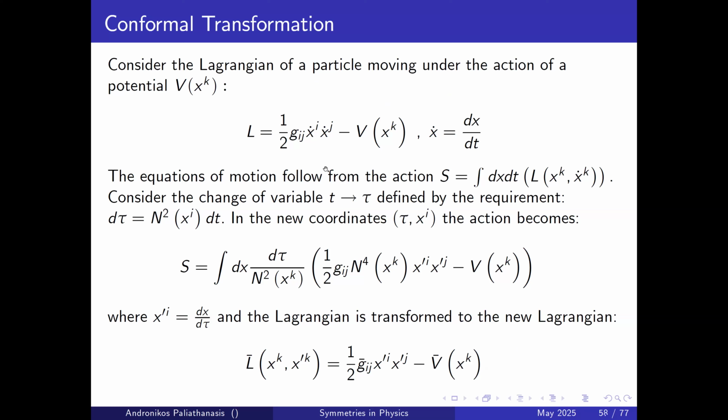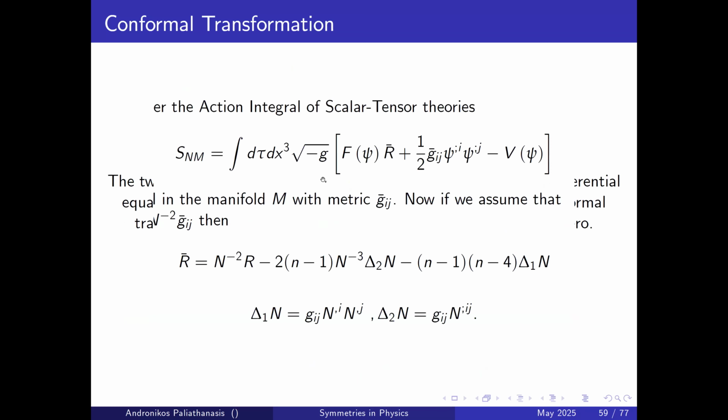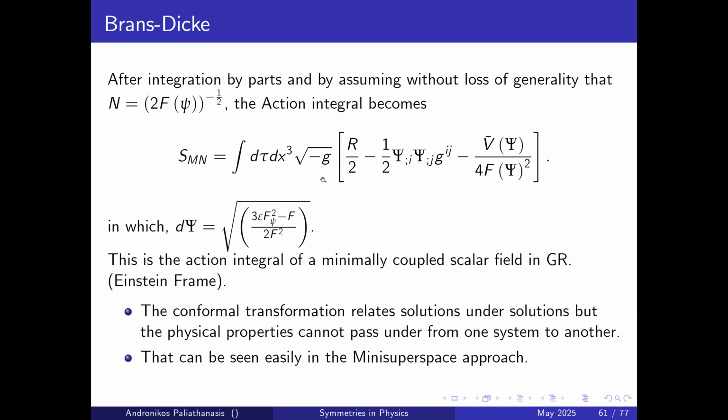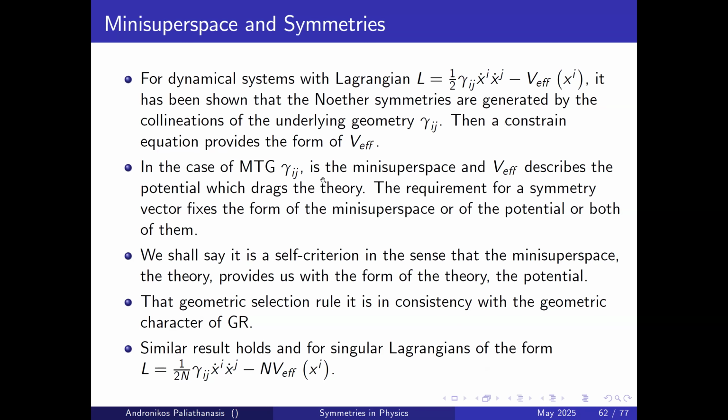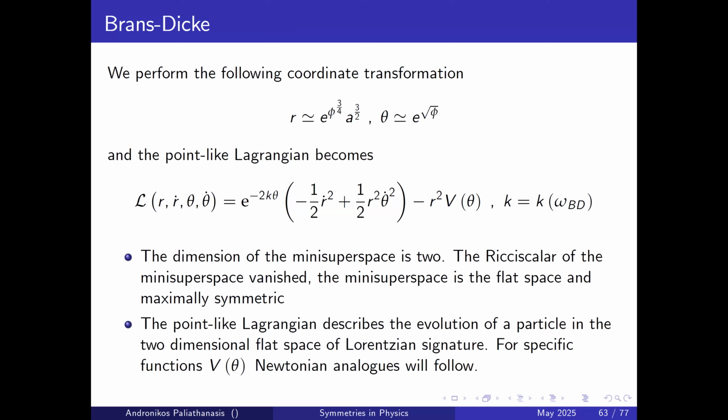So this second form of transformation, it's not necessary to discuss about this. The symmetries remain valid in the conformal transformation, but let us go to the application. So we perform the following coordinate transformation, and the point-like Lagrangian is this one. We simplify it, and we can see that it's like we have a particle moving in polar coordinates.